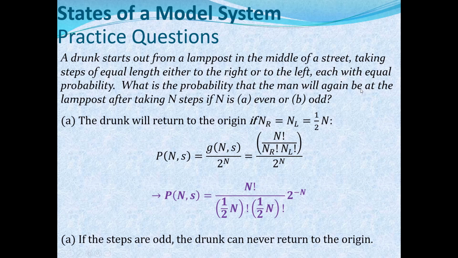Now there is a variation on this where instead of equal probability, it ends up being an unequal probability. Maybe he wants to go right, but he keeps stepping left every now and then. We could ask the same question of what's the probability of him returning to that lamppost, but we would have to change some of our equations in order to take into account that there is a new bias to the steps that he's taking.